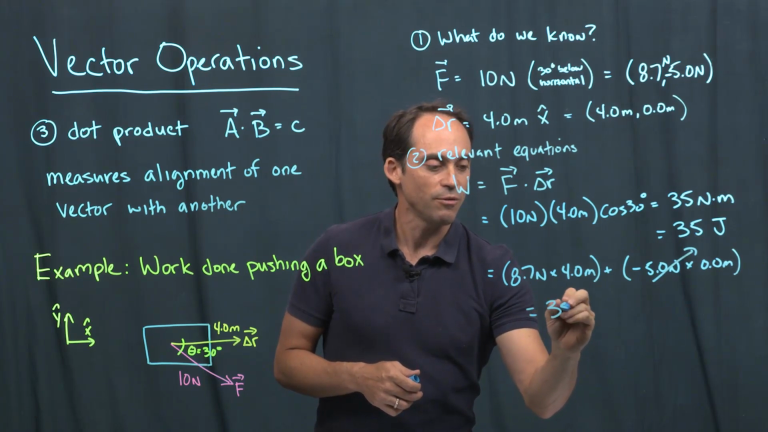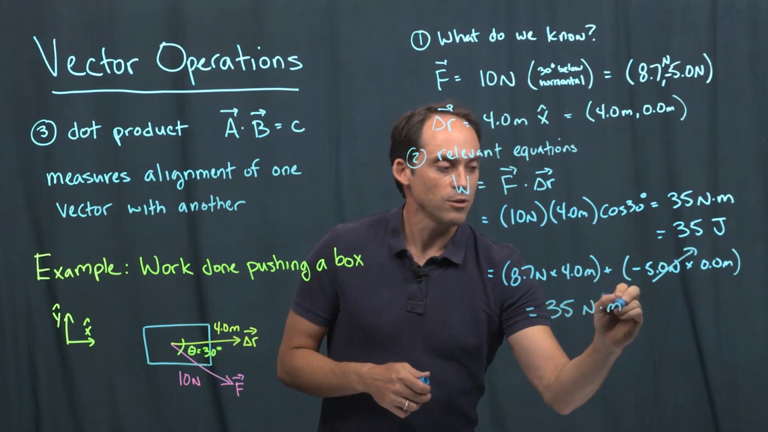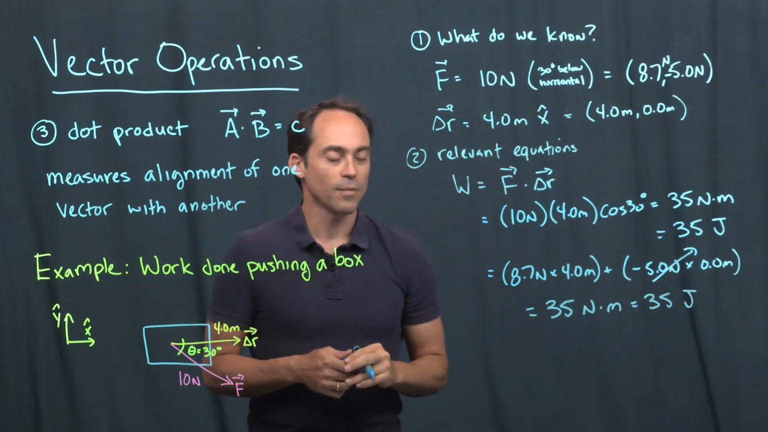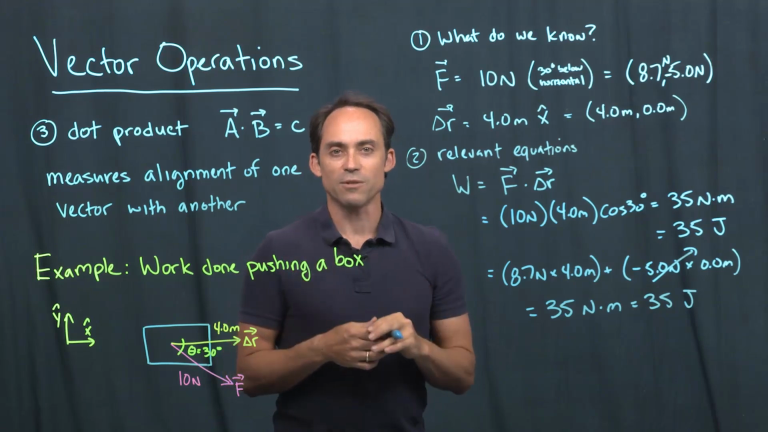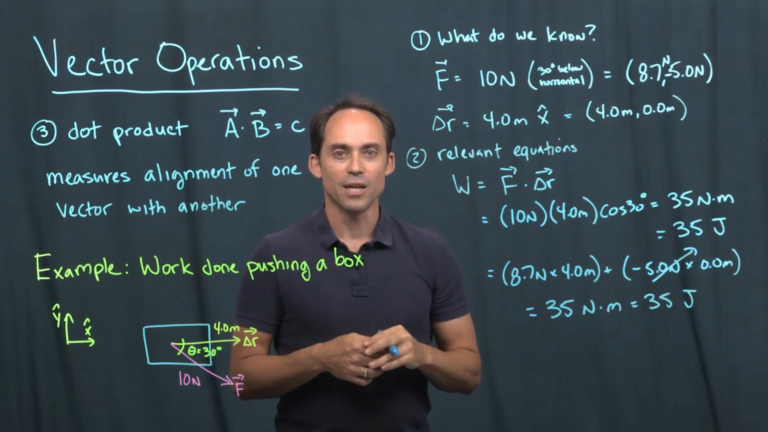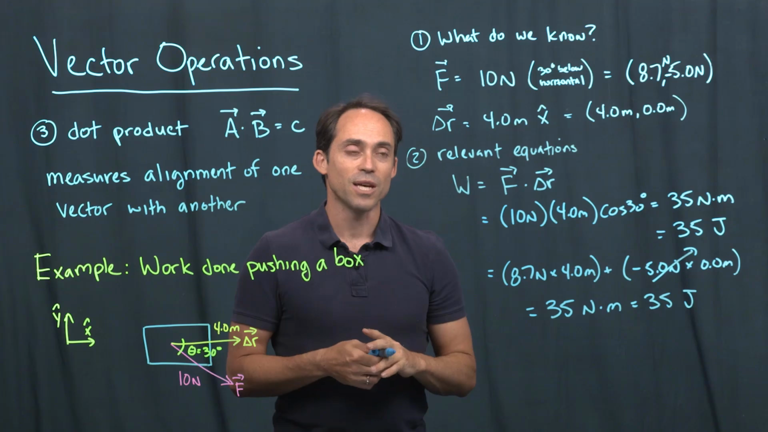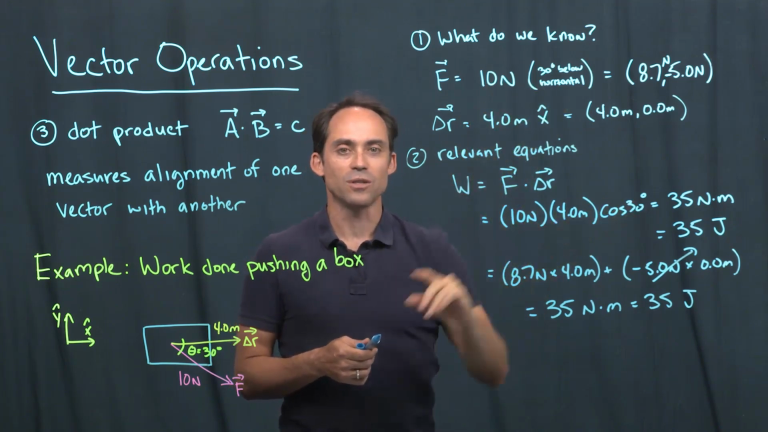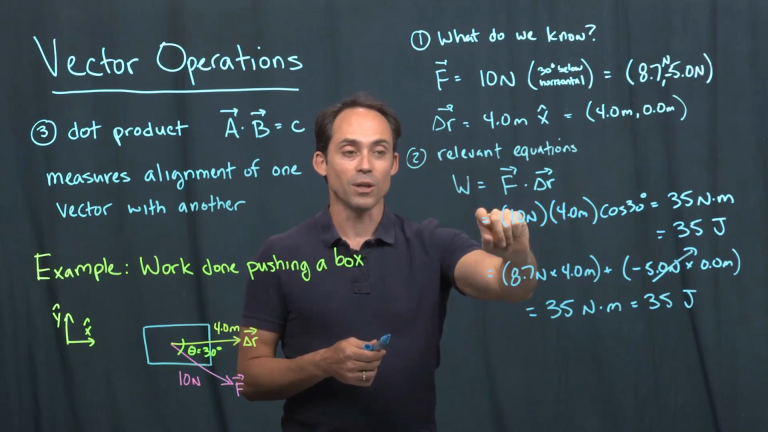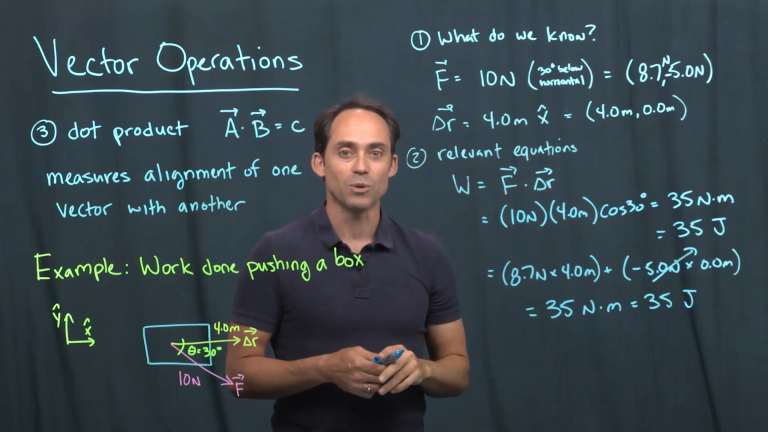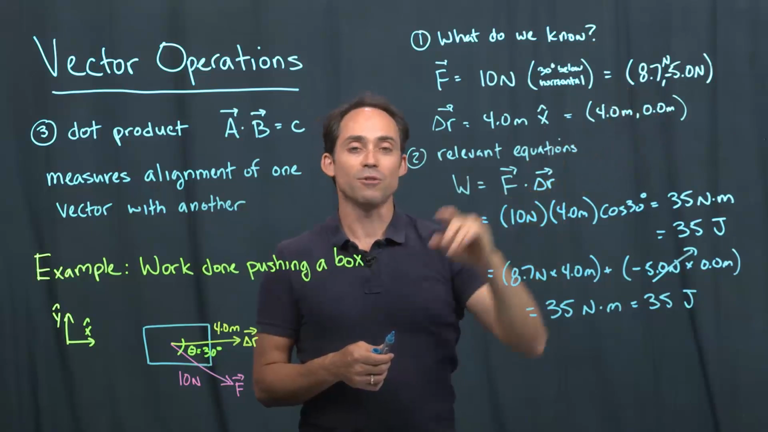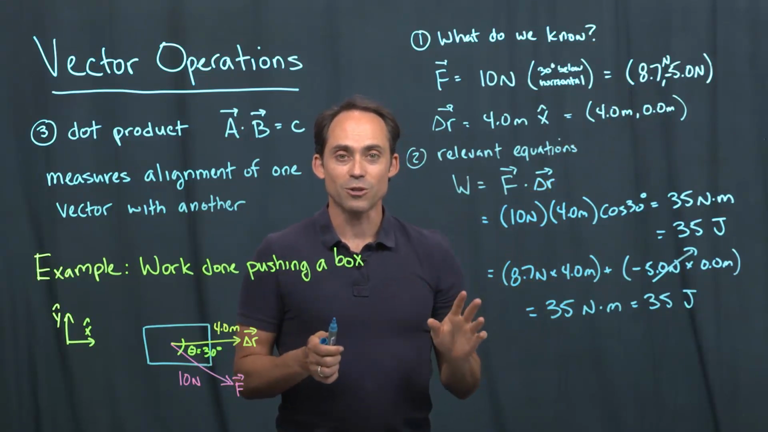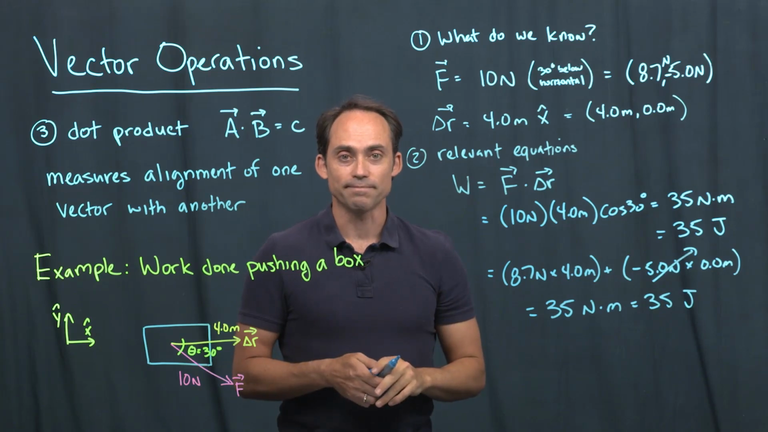This is going to be 35 Newton meters or 35 joules. Okay, so both of these ways of calculating the dot product are useful depending on what kind of information you have. If you know the amplitudes and the angle between the vectors, it's very easy to use this formulation, the magnitude of the vectors and the angle between them. If you know the components of your vectors, then it's very easy to use this component form. Either way is correct, and they both give the same answer.